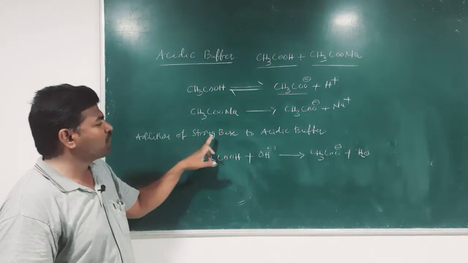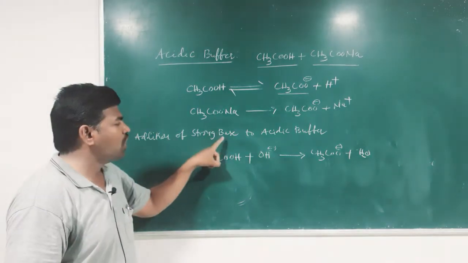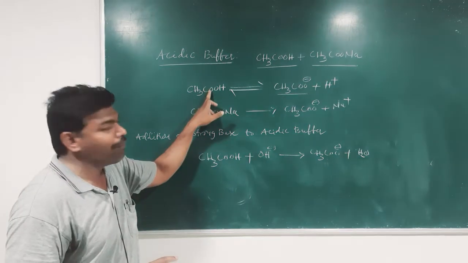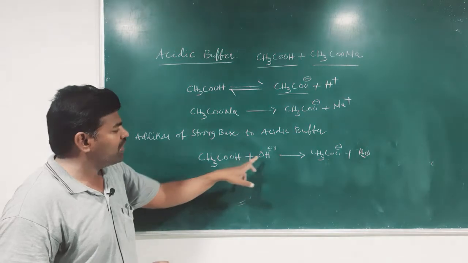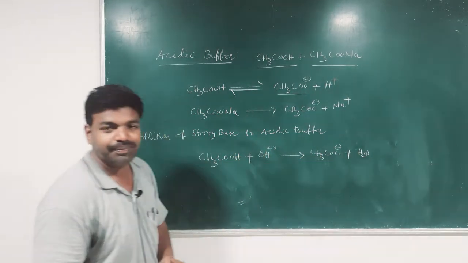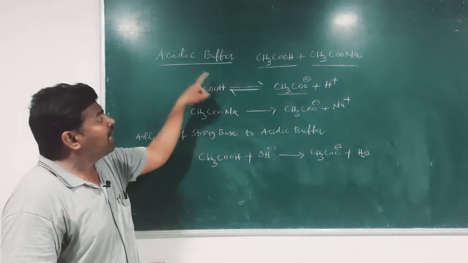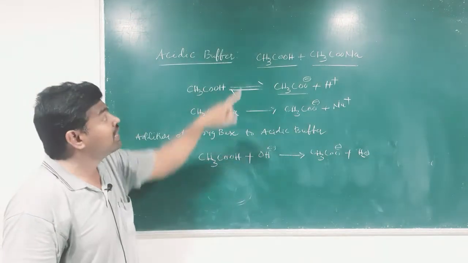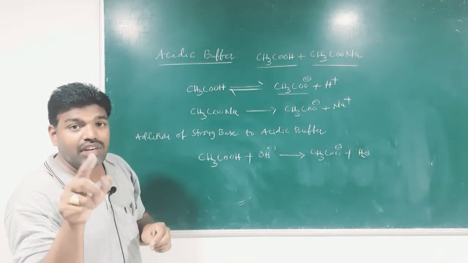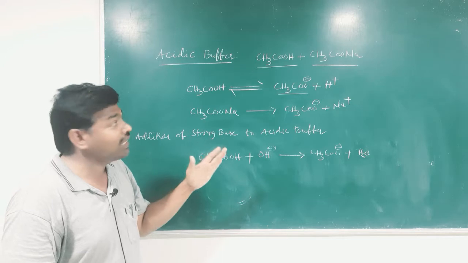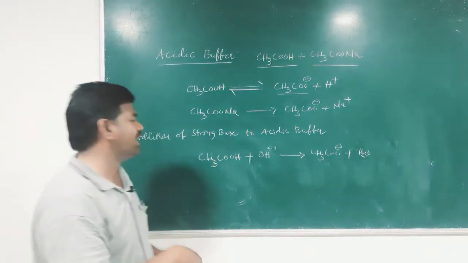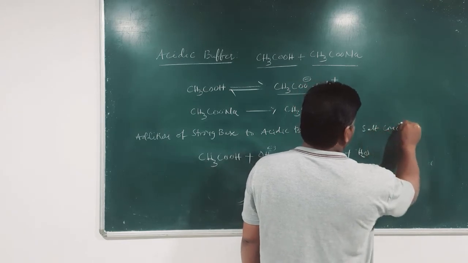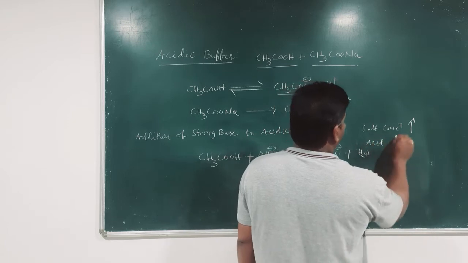What happens on addition of strong base to an acidic buffer? Strong base is a source of OH minus ions. Those OH minus ions combine with acetic acid to form acetate ions. Due to the formation of acetate ions, the concentration of acetic acid in the mixture decreases and the concentration of salt increases, because an acidic buffer is a mixture of a weak acid and its salt with a strong base. So in that mixture, acid concentration decreases and salt concentration increases. So addition of strong base to an acidic buffer leads to an increase in salt concentration and a decrease in acid concentration.